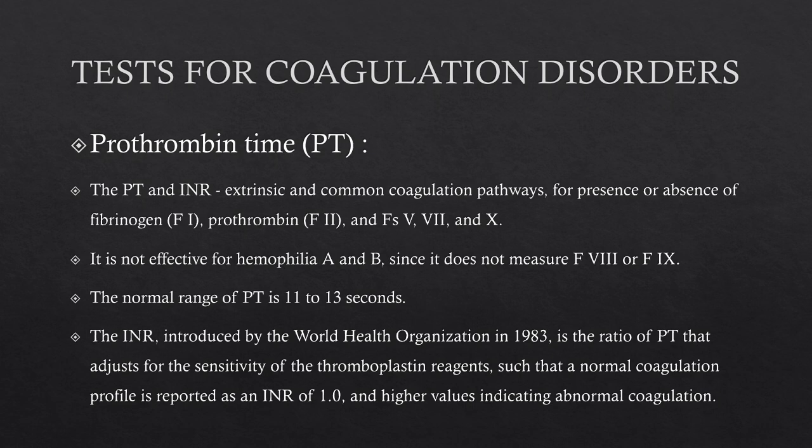So INR was introduced by WHO in 1983 and is the ratio of prothrombin time that adjusts for the sensitivity of the thromboplastin reagents such that a normal coagulation profile is reported. Usually, if the patient is on anticoagulant therapy, the INR value is supposedly to be between 2.5, 3.5 to 4.5.